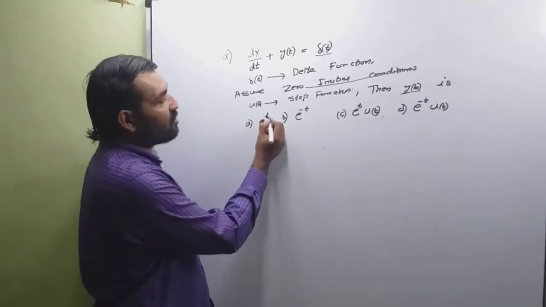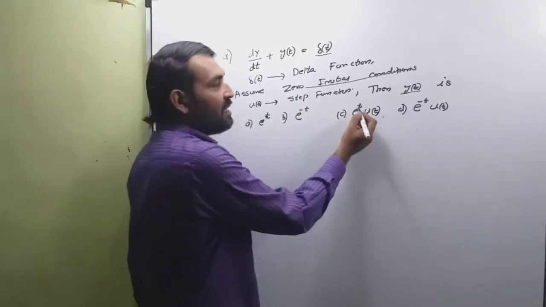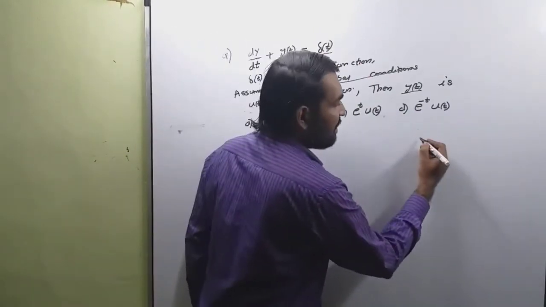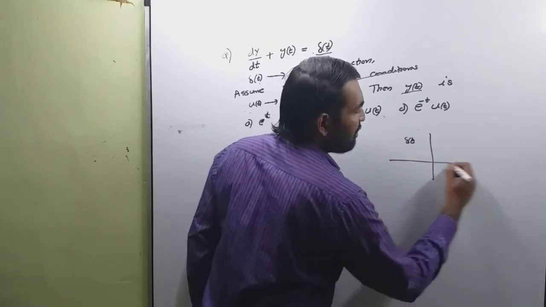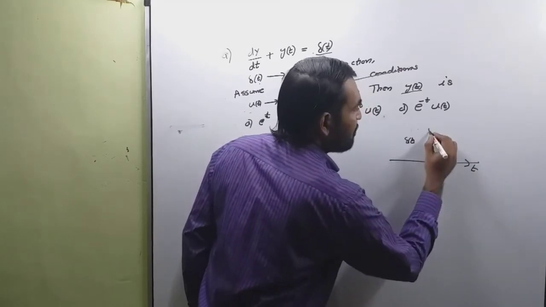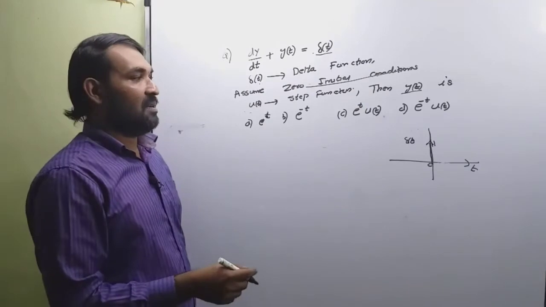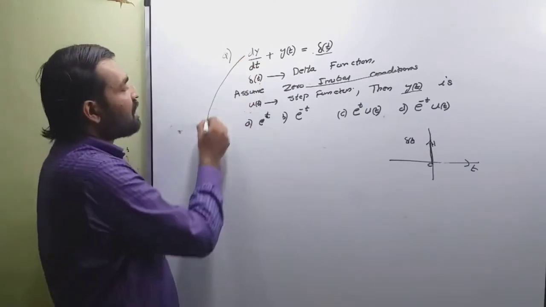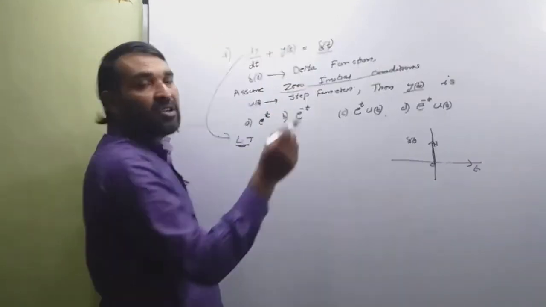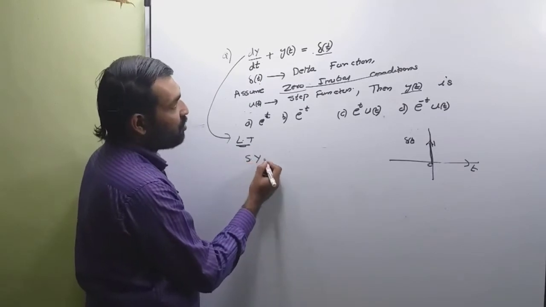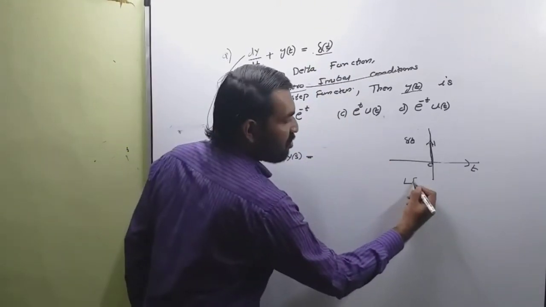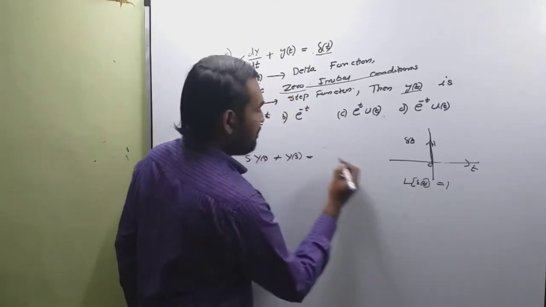Choice A is e raised to t, B is e raised to minus t, C is e raised to t u(t), D is e raised to minus t u(t). The delta signal can be represented by this. This is a non-persisting signal. Now, the Laplace transform of this expression, assuming 0 initial condition, is s Y(s) plus Y(s) is equal to the Laplace transform of δ(t), which is 1.